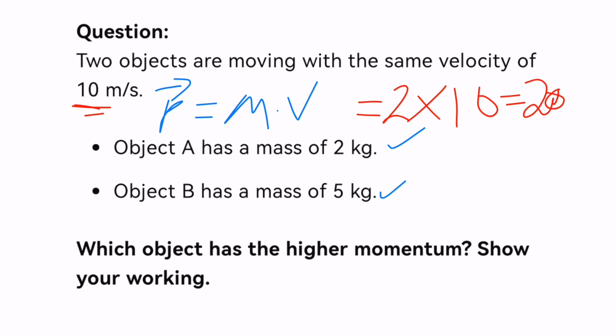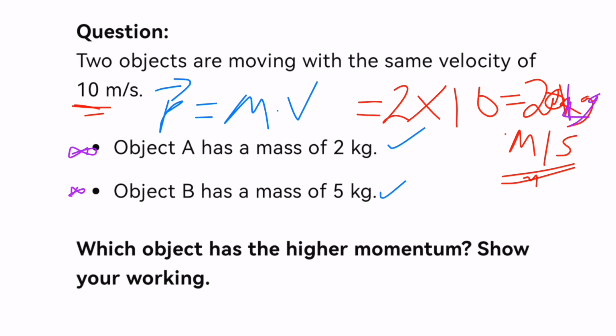Don't forget the unit. The unit is kg times meter per second. That is the unit of momentum. Momentum is simple and easy. So that is 20 kg meter per second, the momentum for object A.